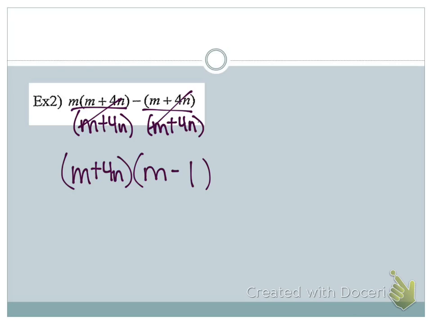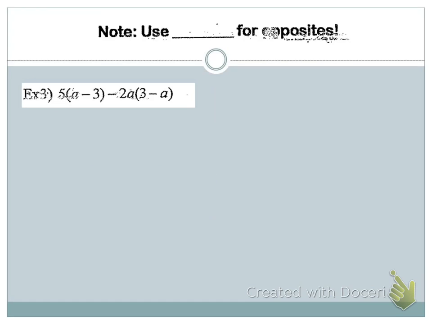Questions about example number 2? Okay, that is our answer on that one. So we'll move on to number 3, where it gets a little bit more interesting.